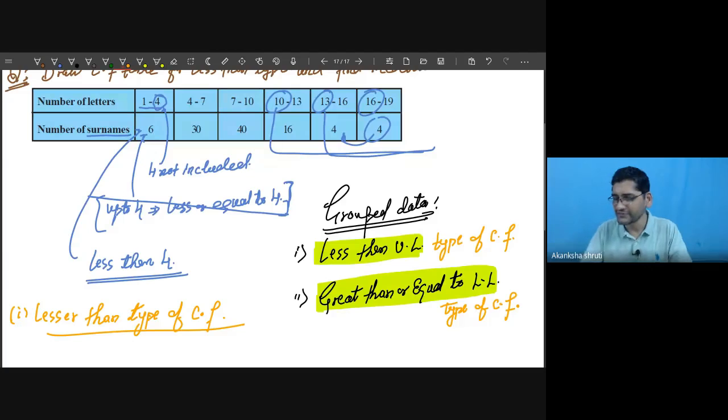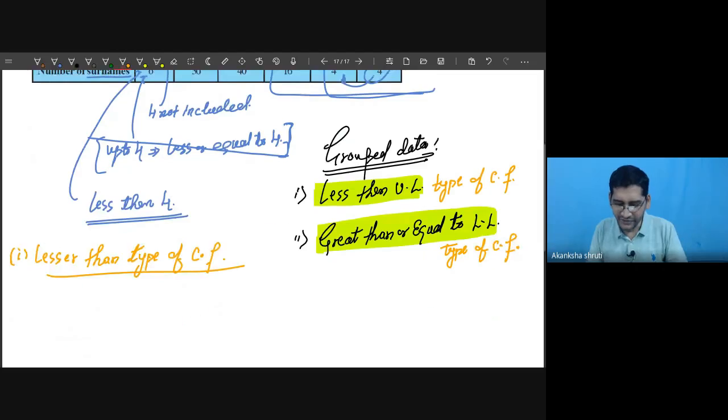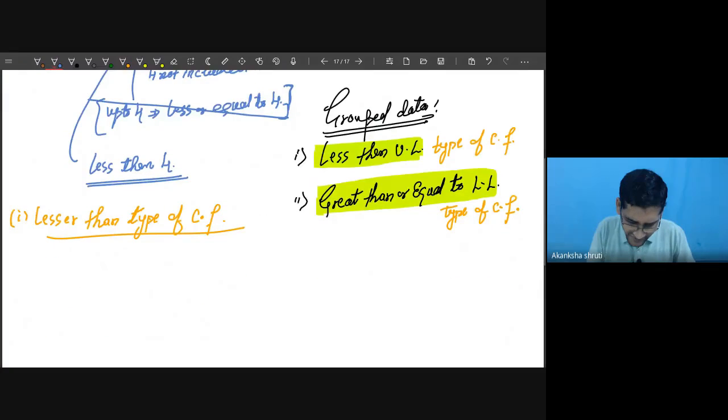So for writing cumulative frequency for the grouped data, we shall consider either of the two, or both of them can be tabulated separately. So two tables can be made. Let me write the first one. Student, observe carefully. What we need to do is write the number of letters.